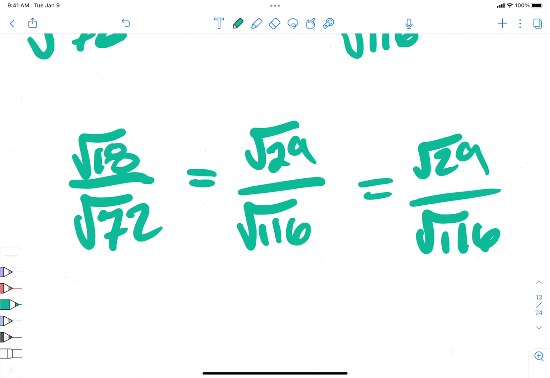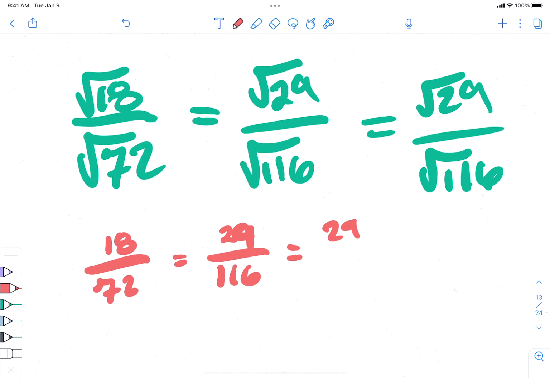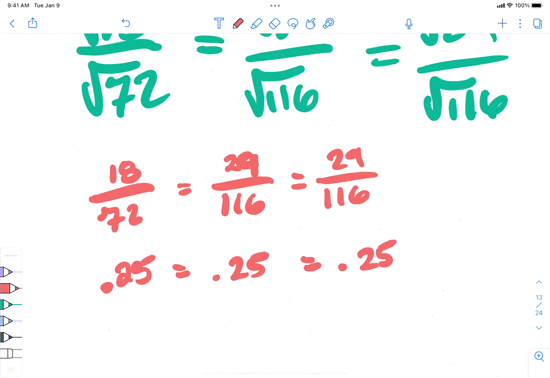But Luke said this morning, which was kind of brilliant, he said, wait a second, if they're all square roots, won't it be the same if we just take the square roots off, right? 18 over 72 has to be the same as 29 over 116. Yeah, you're right. If they're all under square roots, we can take the square roots off and just check the numbers underneath. So 18 divided by 72 is 0.25 if you do it in your calculator, or it's 1/4. 29 divided by 116 is also 0.25. And then, of course, the last one is 0.25 as well.